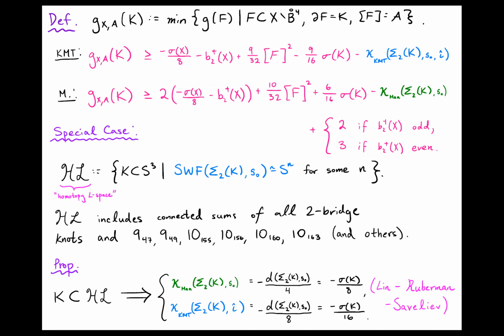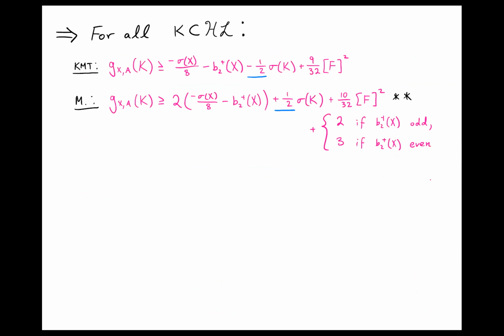In this case, we can compute the kappa invariants explicitly, and they're basically given by the D invariants of the double branch cover coming from Heegaard Floer homology. And by a theorem of Lin, Ruberman, and Saveliev, these are basically given by the knot signature. And so our inequalities simplify nicely. Again, don't look at the whole thing, but I just want you to notice the different coefficients and how they complement each other.